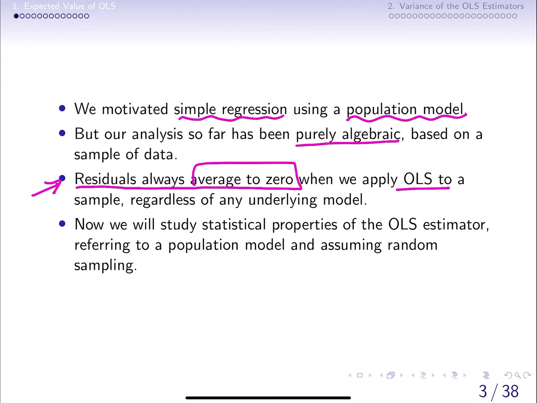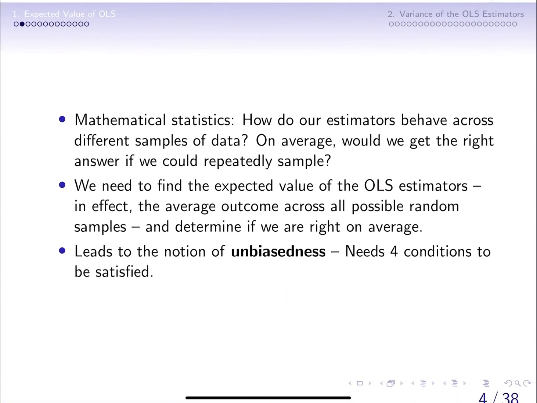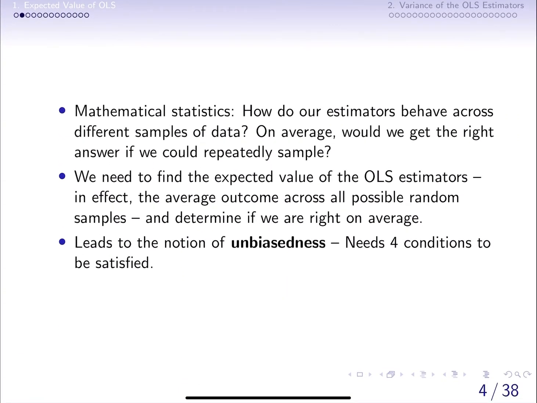Okay, so now our goal is to study the statistical properties of the estimators, beta naught hat and beta 1 hat, and see whether there's bias, what do we need to avoid bias, etc. Okay, so before we get into those assumptions, it is important for us to ask the question: how do our estimators behave across different samples of data?